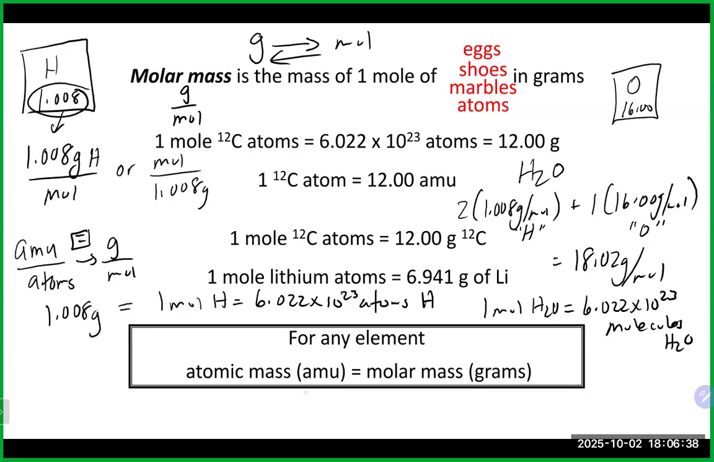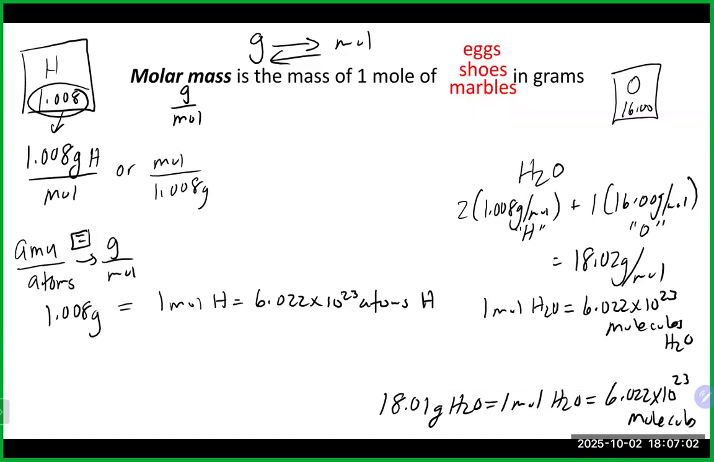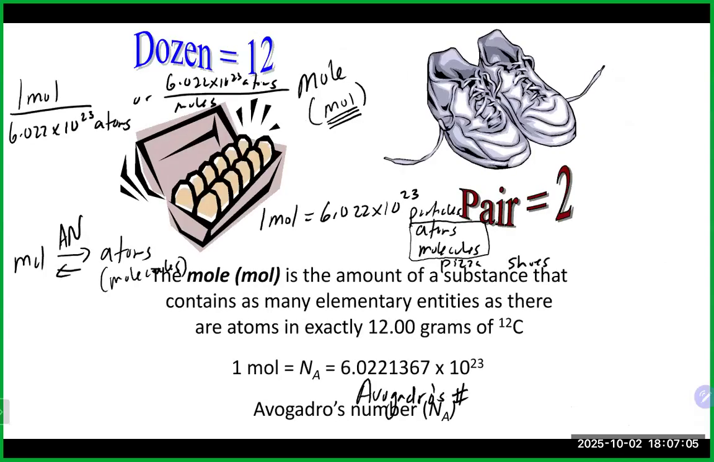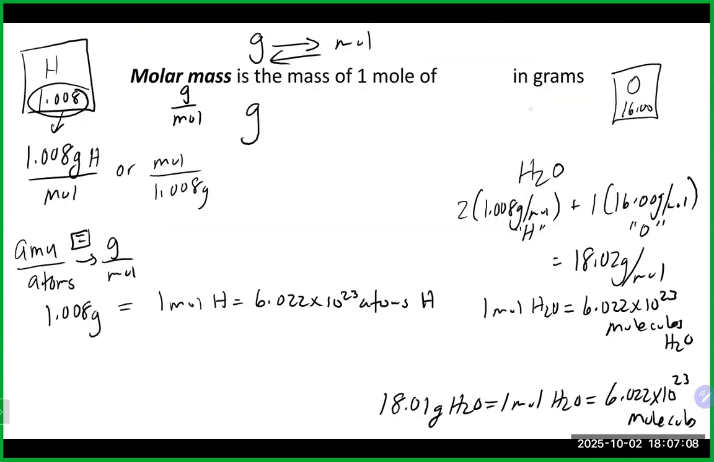And again, just tying those together, there would be 18.01 grams of water in every 1 mole of water. And for every 1 mole of water, there is 6.022 times 10 to the 23 molecules of water. So on sort of one end of the extreme, you have sort of grams. On the other end of the extreme, you have atoms or molecules. And the unit that ties them both together are moles, sort of in the middle.